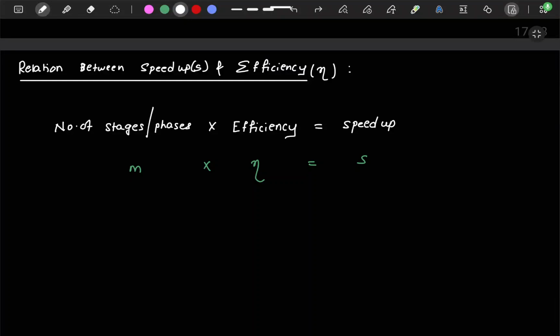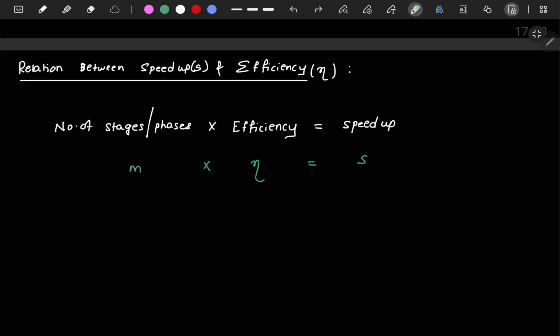So hello everyone. In this lecture we are going to see the relationship between speed up and efficiency. Previously we had seen what is speed up and what is efficiency. This is one of the performance metrics. Now we will see the relation between them. The relation between speed up and efficiency is that number of stages into efficiency is equivalent to speed up.